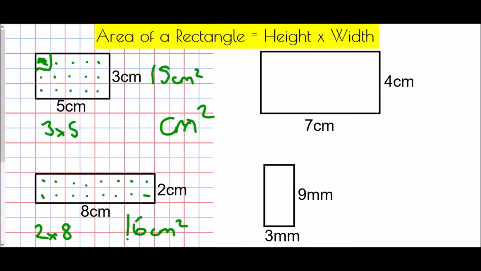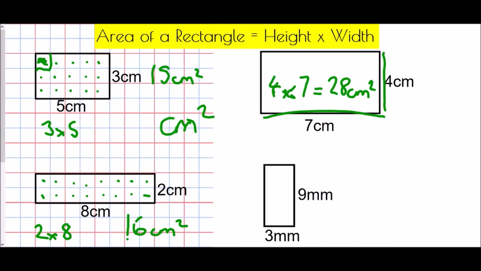So what if we don't have a grid? Well, now we need to use the formula. We have to use height times width in order to work out the area. So we've got a height of 4 centimetres and a width of 7 centimetres. So we need to do 4 times 7, and 4 times 7 is 28. And again, the units are centimetres squared.